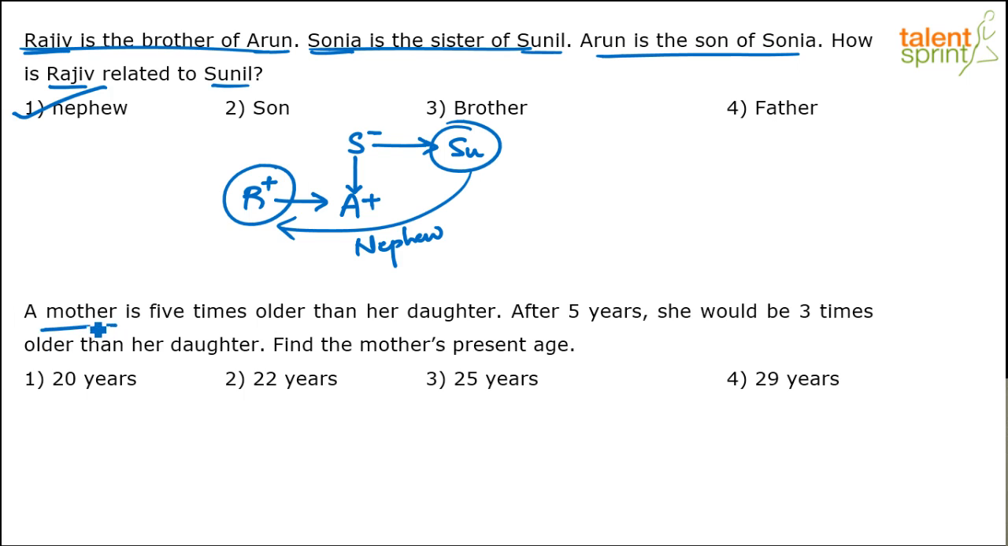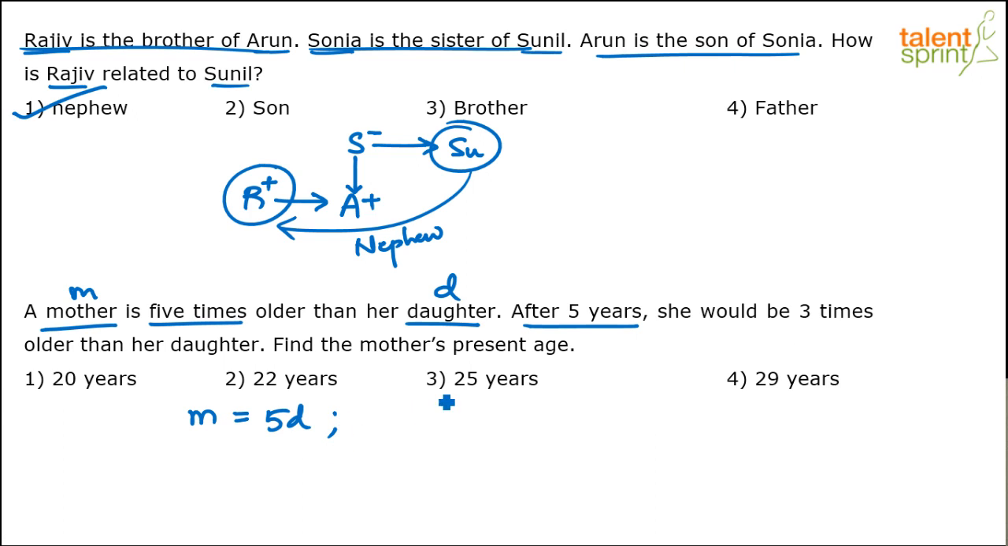So let's assume mother's age is M and daughter's age is D. So mother is 5 times older than her daughter. What will be the equation? M equals 5D. Mother is 5 times older than her daughter. M equals 5D. After 5 years, she would be 3 times older than her daughter.